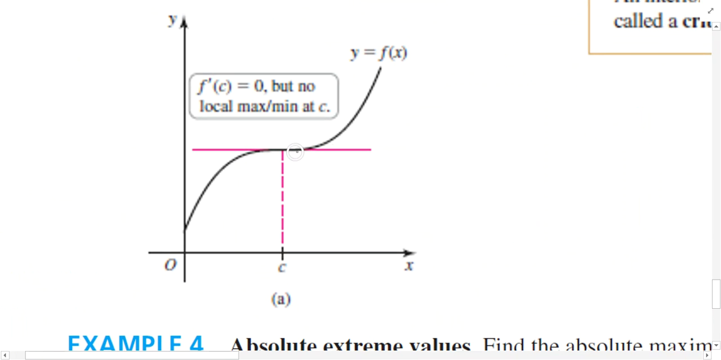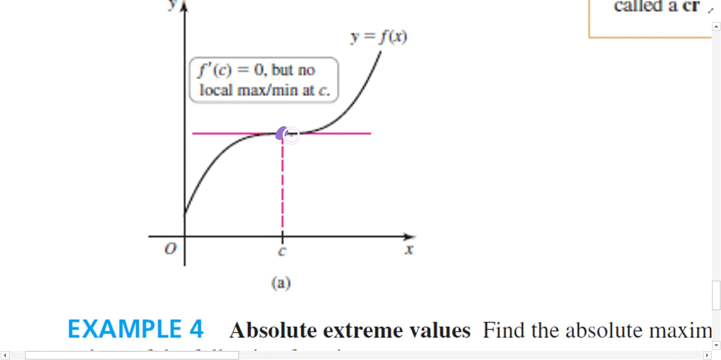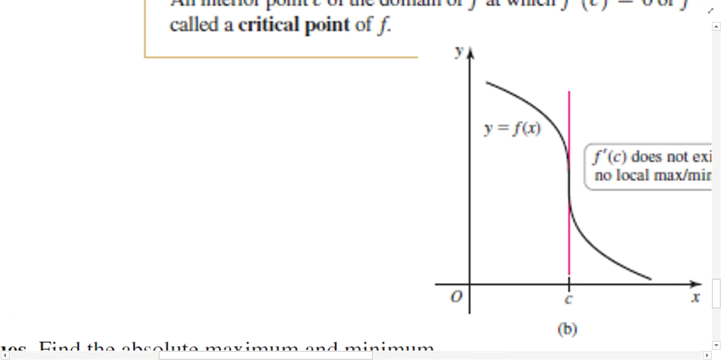Here's an example where this particular function will generate a derivative that's equal to 0 at this point, but clearly that's not a maximum or a minimum point. We would still call this a critical point. This is definitely a critical point, but it does not produce a maximum or a minimum.